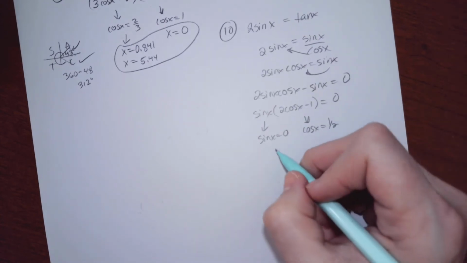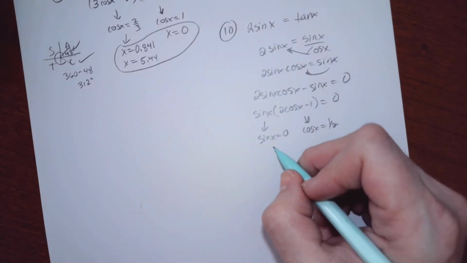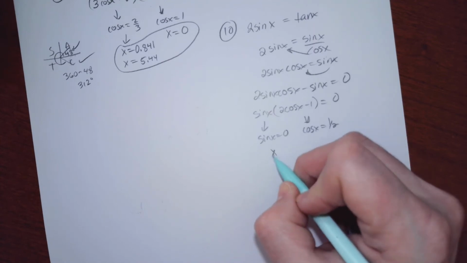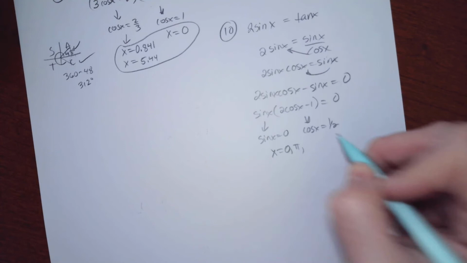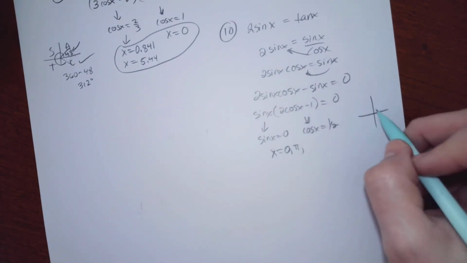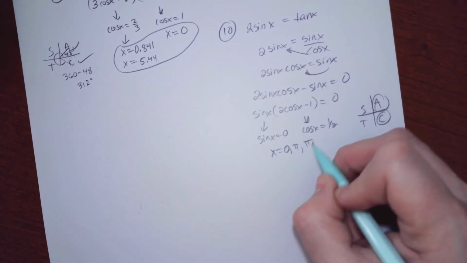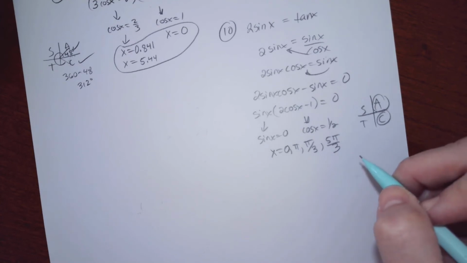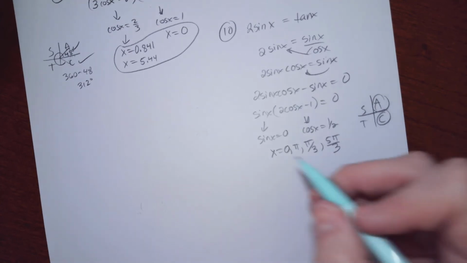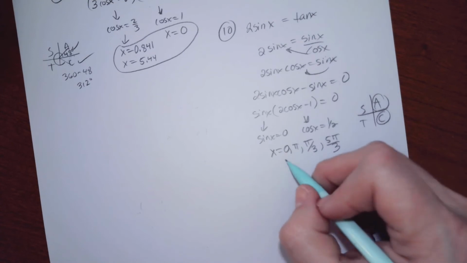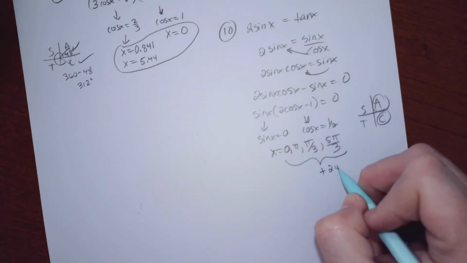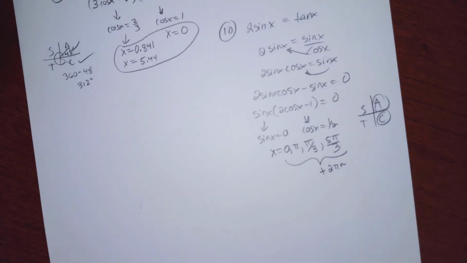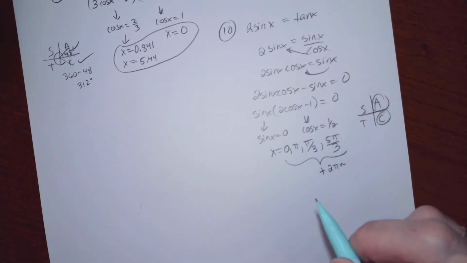So here we go. When is sine 0? The sine is 0 at pi over no, at 0 and pi. Cosine is 1/2 here and here. So it is at pi over 3 and 5 pi over 3. And for all of these, it just said solve, so I should say plus 2 pi n. Or you could put these together and say plus pi n.